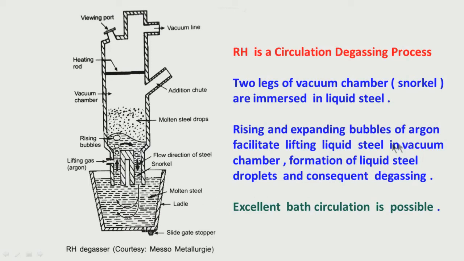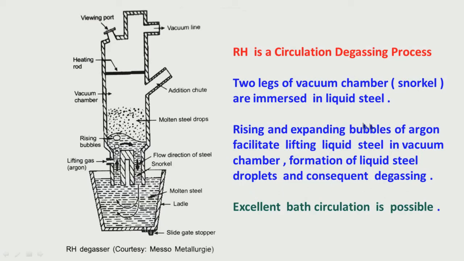So, how does argon help? These rising and expanding bubbles of argon facilitate lifting the liquid, there is a pumping action. They will pump the liquid steel up into this chamber, you see. So, the liquid steel will be lifted in the vacuum chamber, this is the vacuum chamber. Liquid steel is lifted in the vacuum chamber, there will be formation of liquid steel droplets by this action, and consequent degassing.